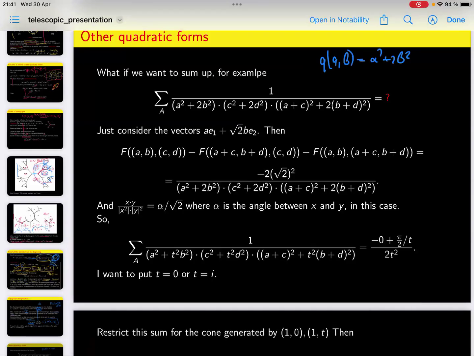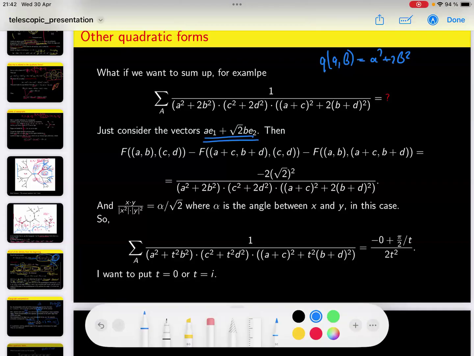I want to find the sum of this expression again for all the parallelograms of the oriented area 1. So what to do? Well, for example, you can just consider them as vectors, not these vectors as kind of the integer vectors, but instead these kind of vectors.